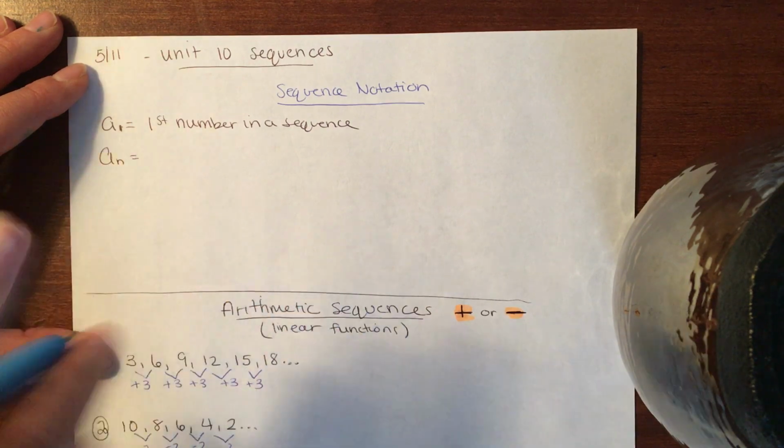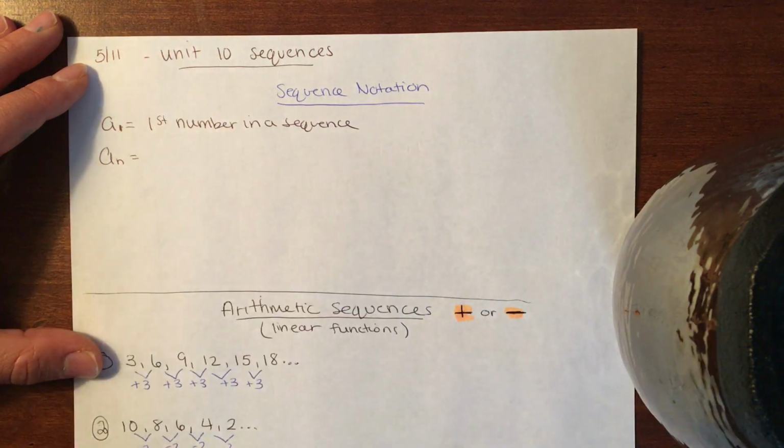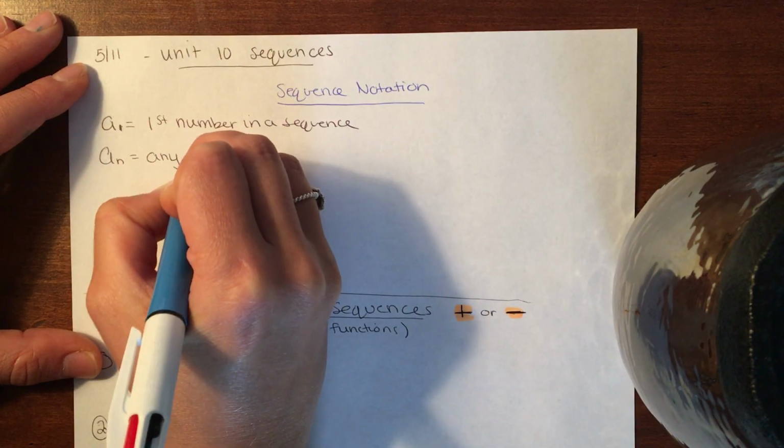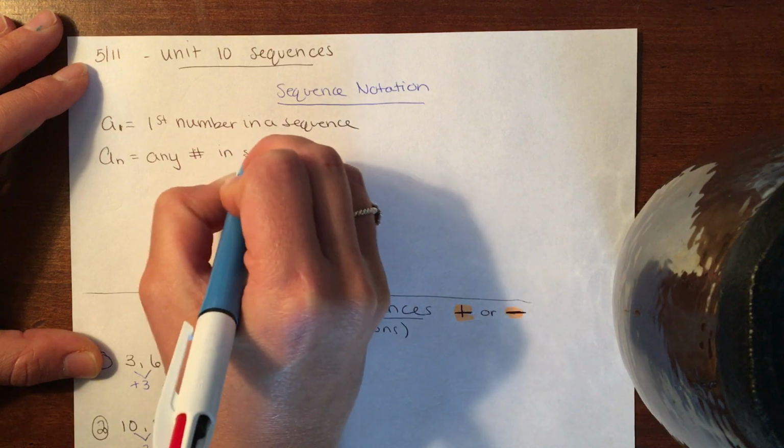A sub n means any number in a sequence. We use n to just represent any number. So this would be any number in a sequence.